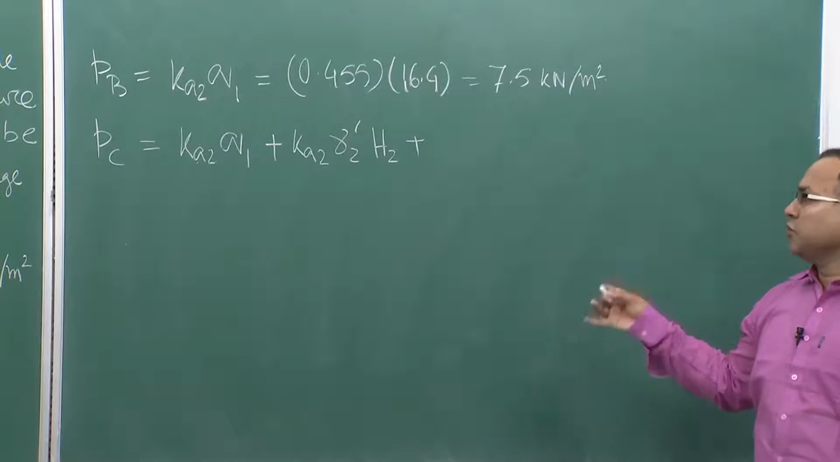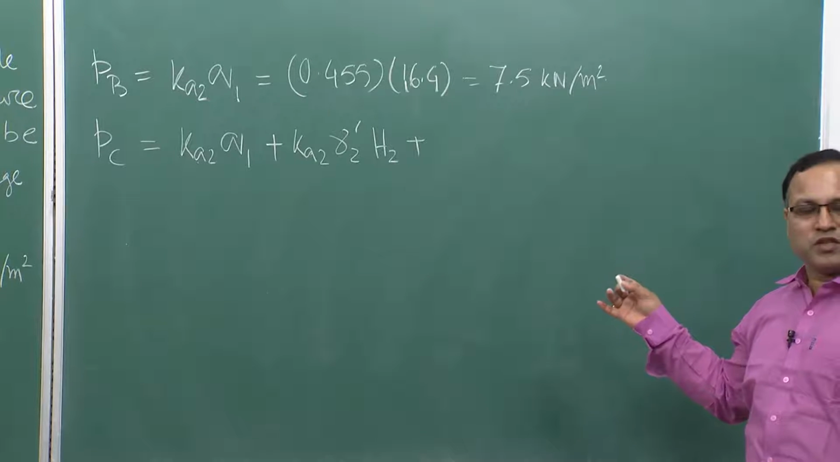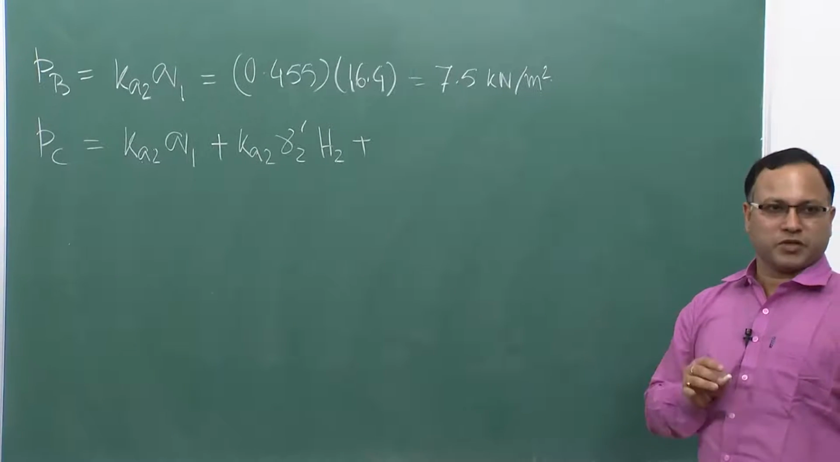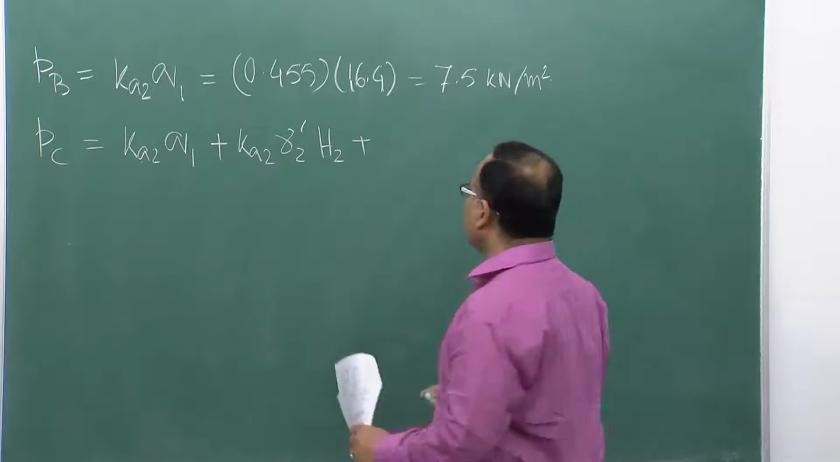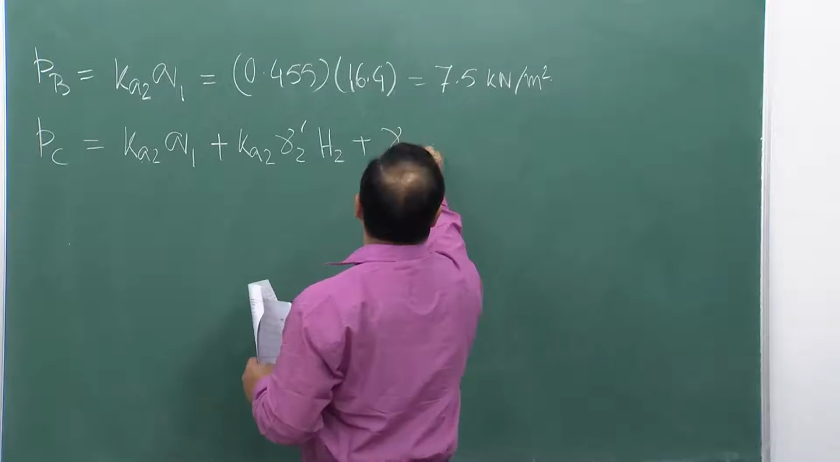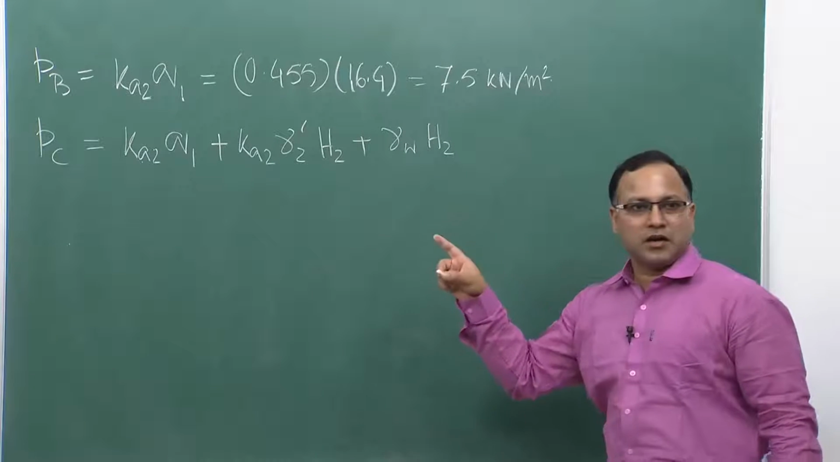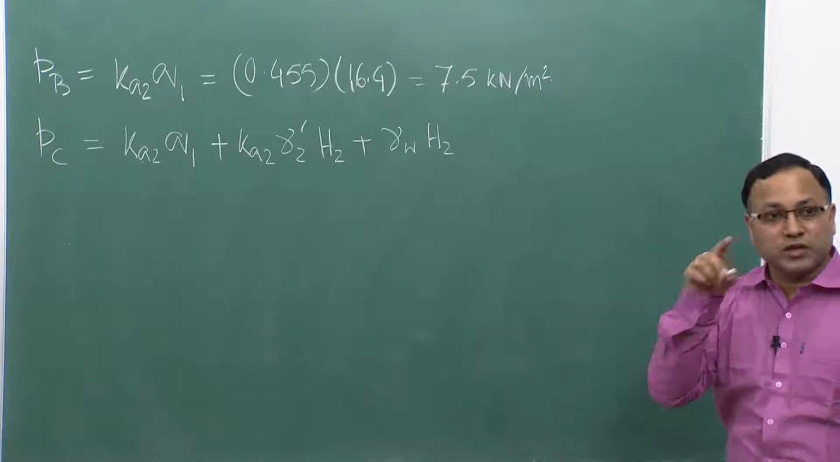Is that all? No, right. You will be getting some other component which comes completely from the water pressure, that is because of hydrostatic pressure. Water is there, so that part will come as gamma w into H2. So, this is the lateral active earth pressure at point C when you are considering stratum 2 itself.